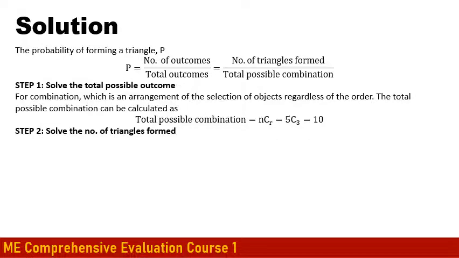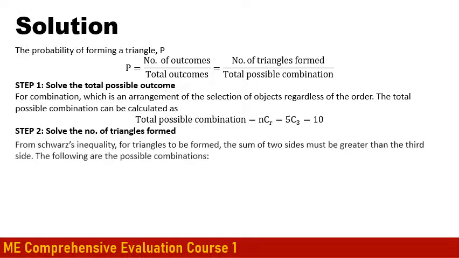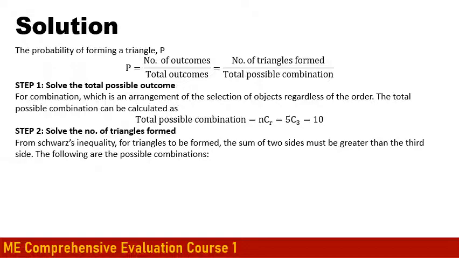Step 2 is to solve the number of triangles that can be formed. From the triangle inequality, for a triangle to be formed, the sum of the two sides must be greater than the third side. If you list the 10 possible combinations, we would have these combinations. Looking at these 10 combinations, there are 3 that abide by the triangle inequality. The first one is the combination 2, 3, and 4, wherein the sum of the two sides is always greater than that of the third side. Same also for 3, 4, and 5, and 4, 5, and 2. For the other combinations of sticks, we cannot create triangles.